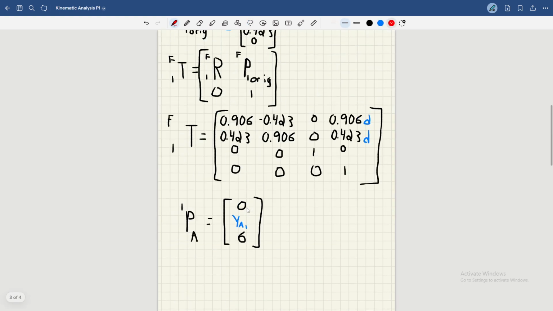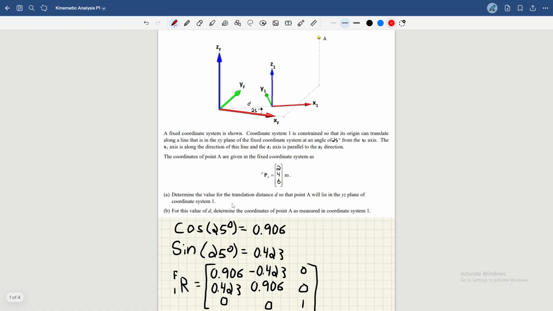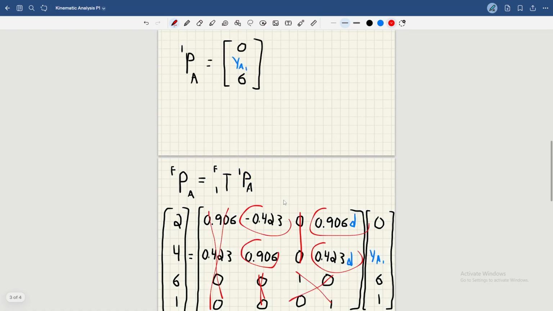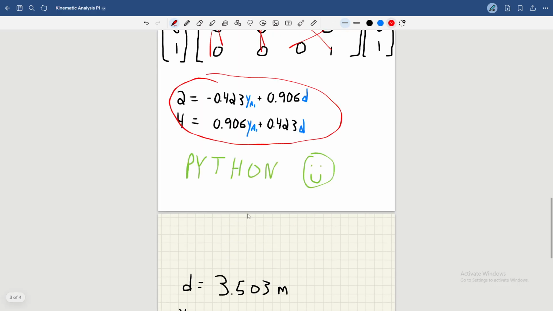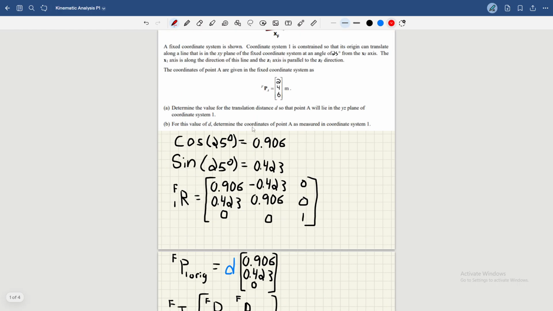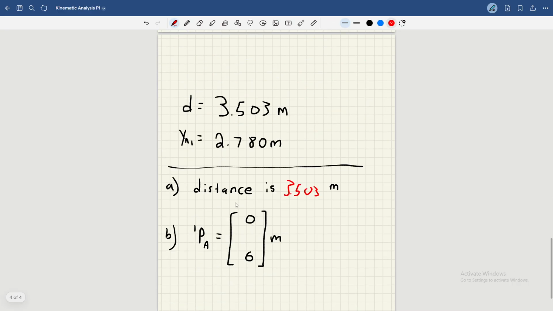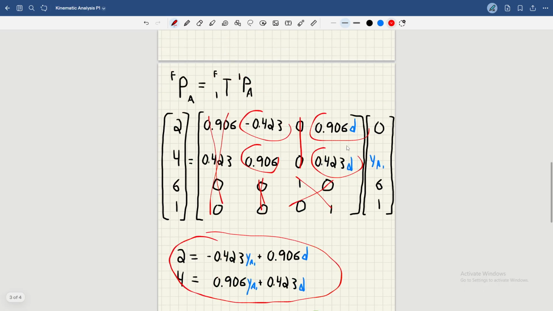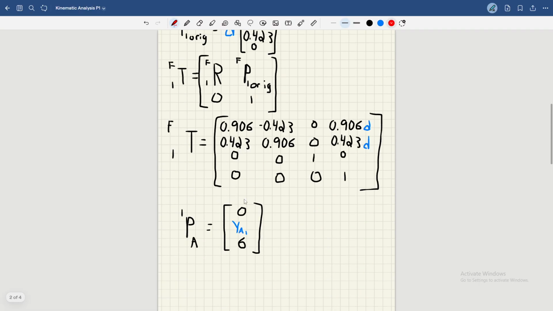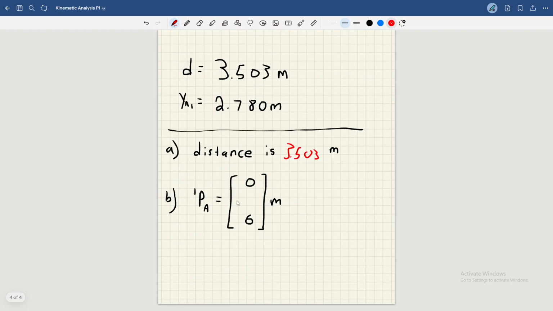For A, we were looking for the translation distance D. So we know the translation distance is 3.503. And for B, we were looking for the coordinates of point A as measured in coordinate system 1. We know it's going to be 0, right here, then y, and then 6. And we know what y is now, so it's going to be 2.780.